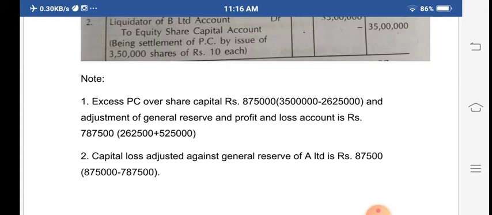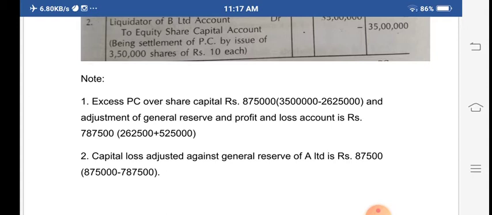In the problem, the note says the general reserve of B Limited is rupees 2,62,500, and the profit is rupees 5,25,000. The total of 2,62,500 plus 5,25,000 is 7 lakh 87,500. This much fund is there with B Limited. Now they are going to adjust it against the extra balance of rupees 8 lakh 75,000.